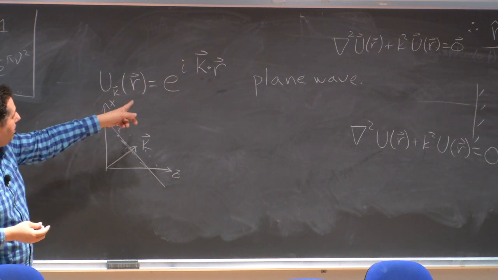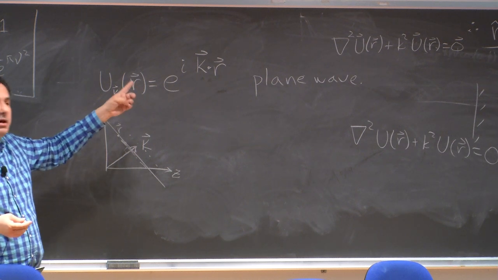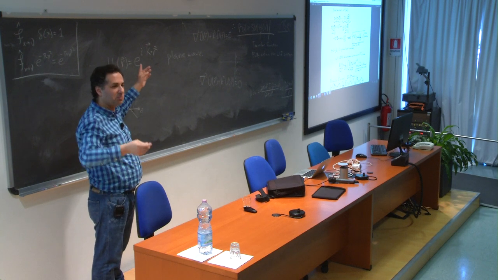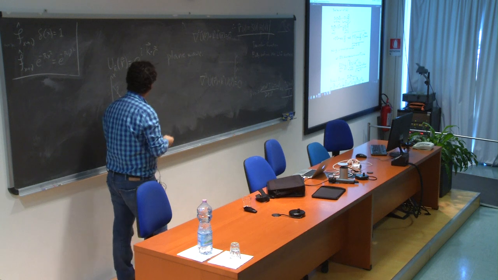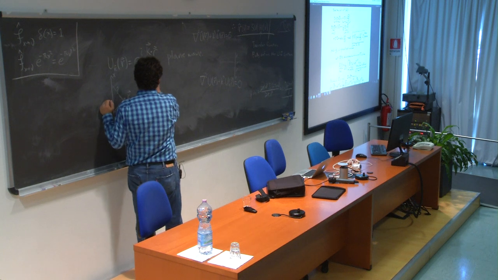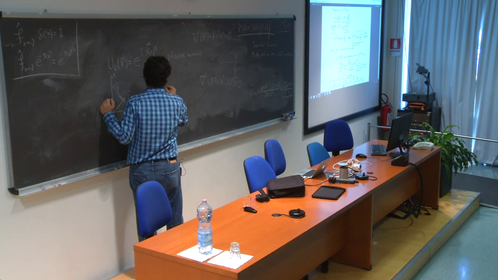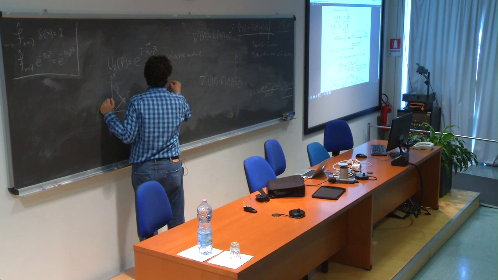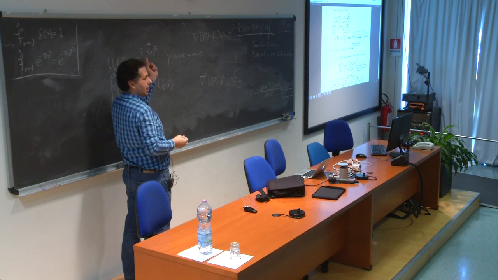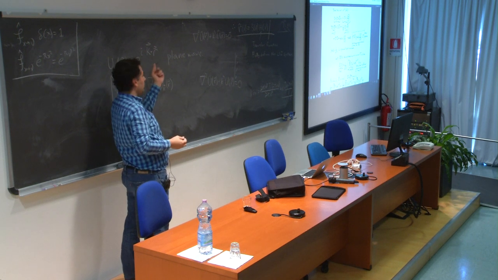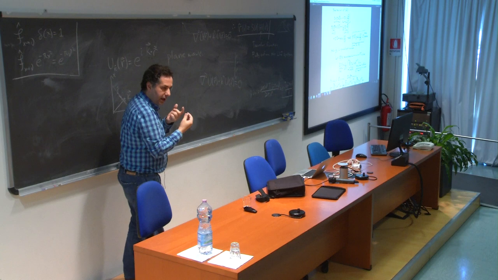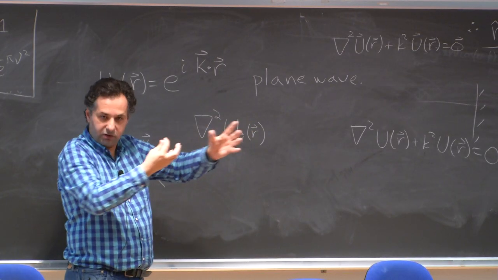Now, what happens if I take this plane wave? I ask you, what is the solution of that? And you told me this. But we haven't checked. Let's check. There's more to it than just saying that it is. So what happens if I take the derivative of this? What is the second derivative of this u_k(r)? When I take a gradient, I bring down i times the vector k. Then when I take the second derivative, because this is dot with the first derivative, I bring out another i and another k, and the two k's are dotted with each other.